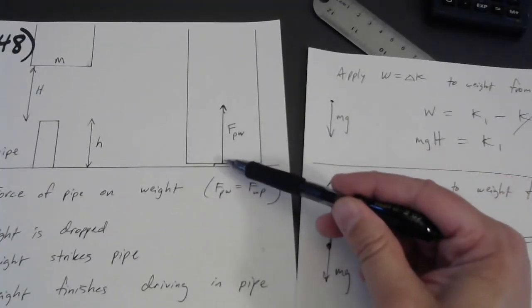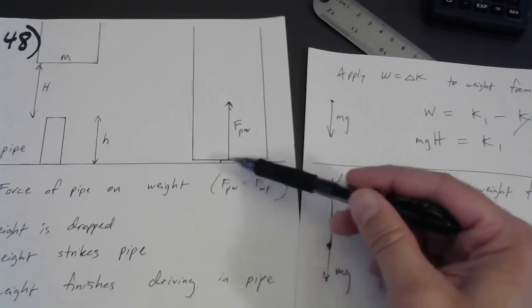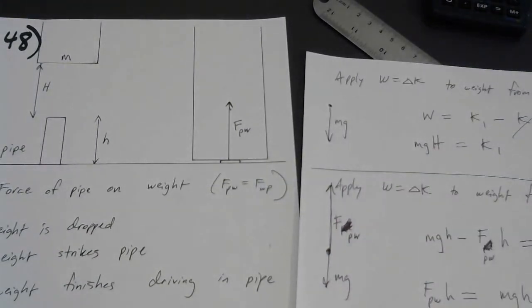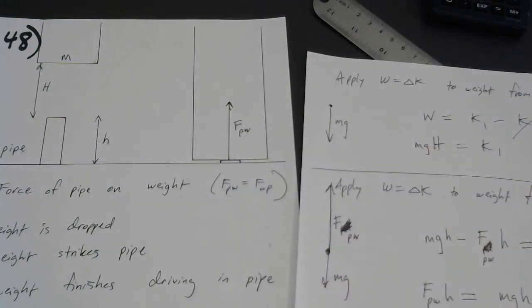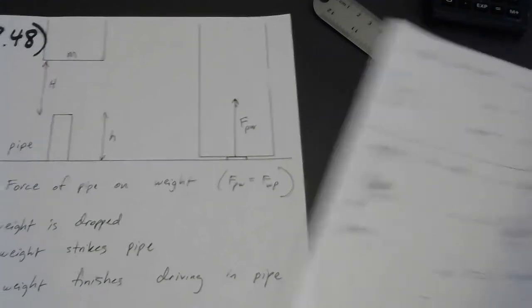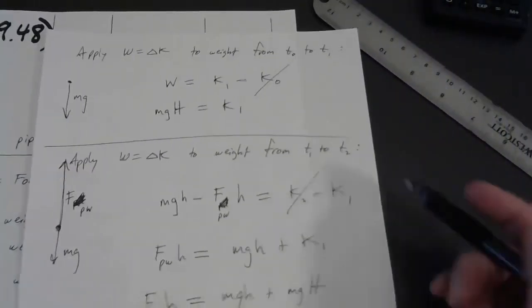Now, they're asking for the average force that the weight exerts on the pipe. Realistically, when these two things collide, the force probably spikes in time. It probably starts out somewhat gradually and then spikes as they smash into each other, and then it dies back down to 0. But we're just going to pretend that the force between these two is constant as they interact. And that's what the book means by calculate the average force. We don't worry about the details of how the force might change in time.